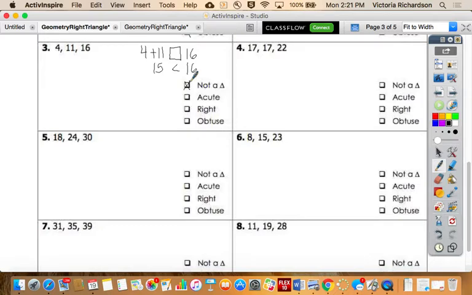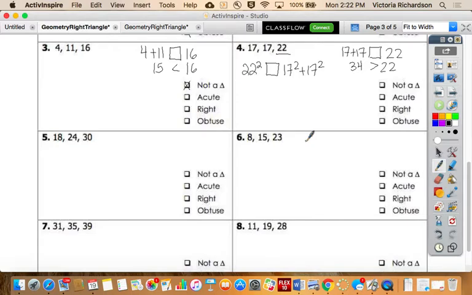Number 4, same thing. We're going to add the two smaller sides together, and we're going to compare those to the largest side. 17 plus 17 is 34, and 34 is greater than 22, so this is a triangle. So now we're going to use Pythagorean theorem, and remember, use your largest number first, so that'd be 22. So I'm going to compare 22 squared, and I'm going to compare that to 17 squared plus 17 squared. And I'm going to figure out if it's greater than, which would make it obtuse, less than, acute, or equal to, which means a right triangle.